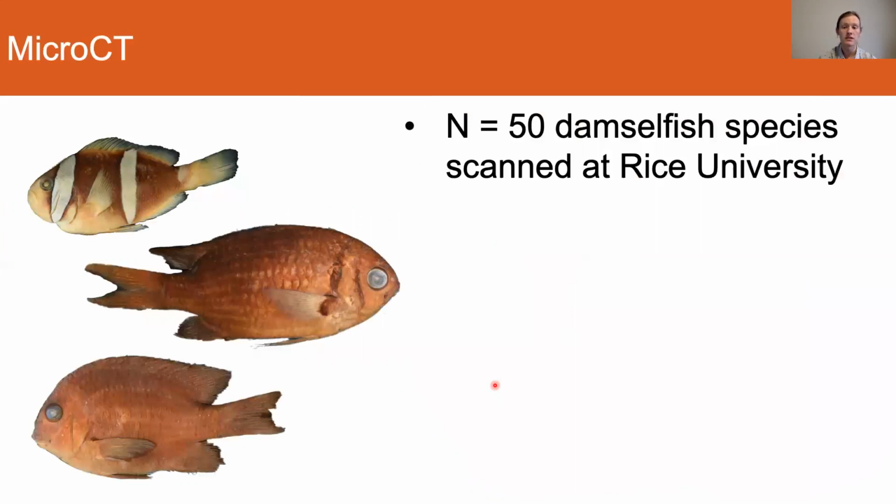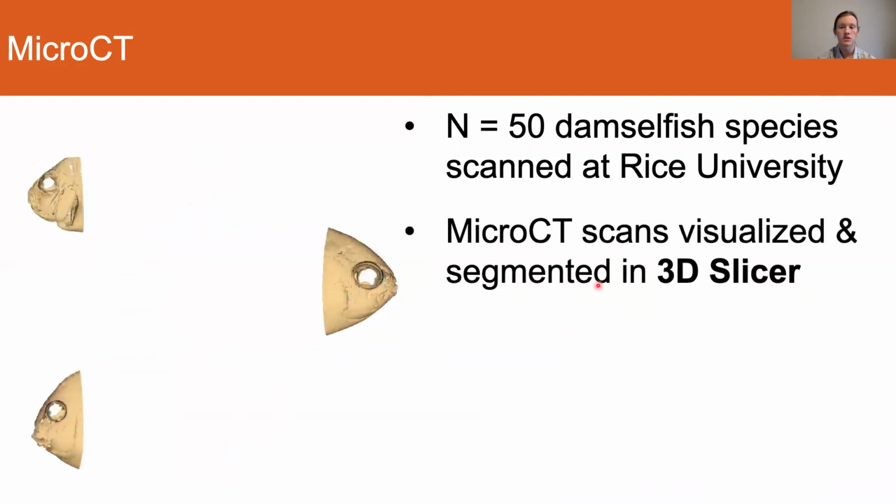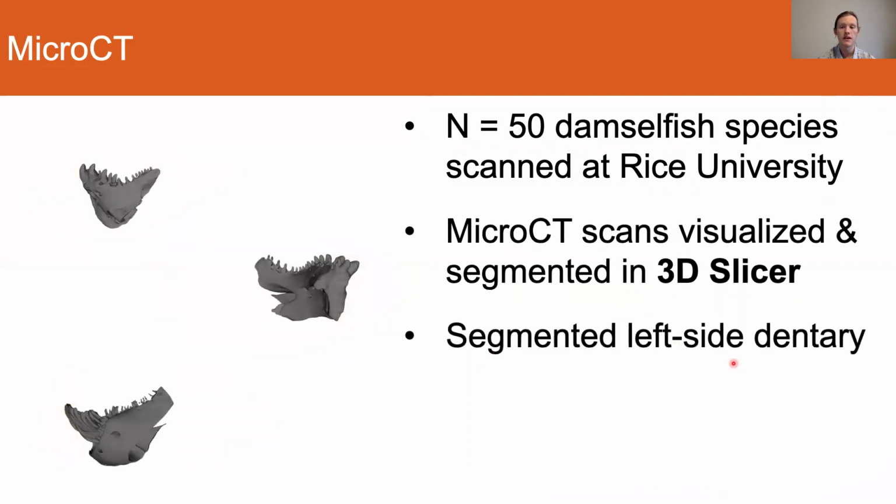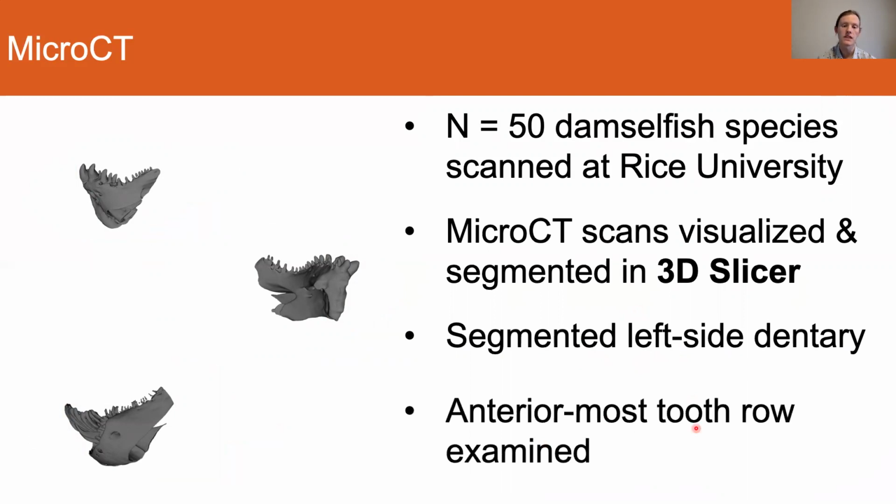For our study, we micro-CT scanned a total of 50 damselfish species at Rice University. Once scanned, we used the free and open source software 3D Slicer to segment out the left-sided dentary of each specimen. And for our study, we also only looked at the anterior-most row of teeth on the dentary.